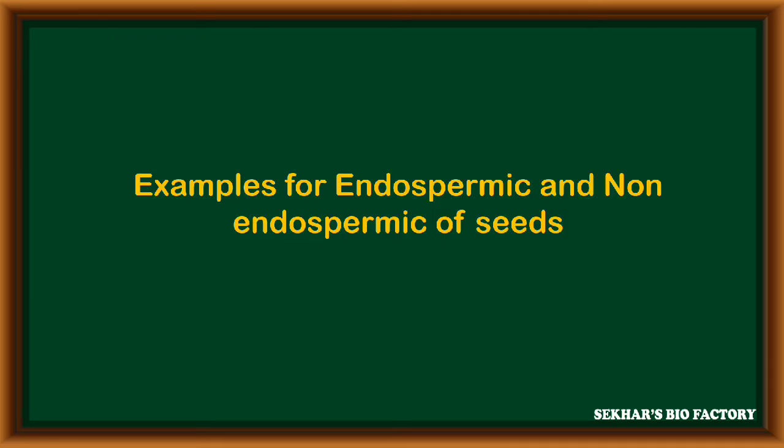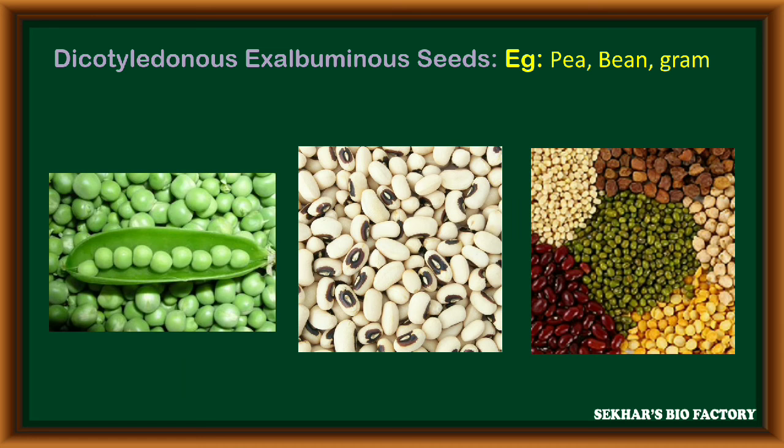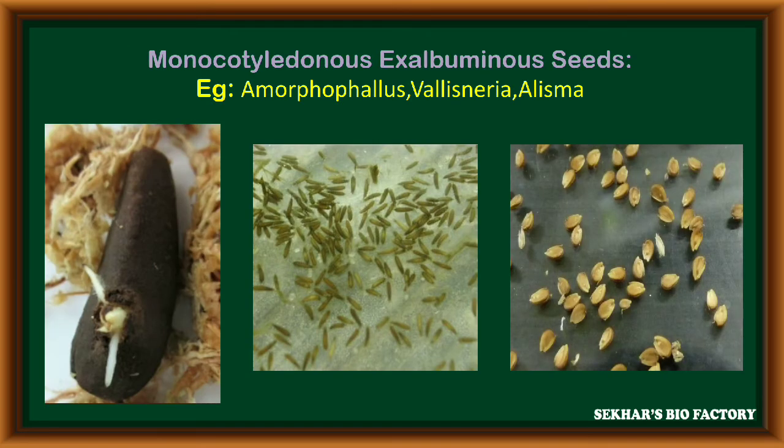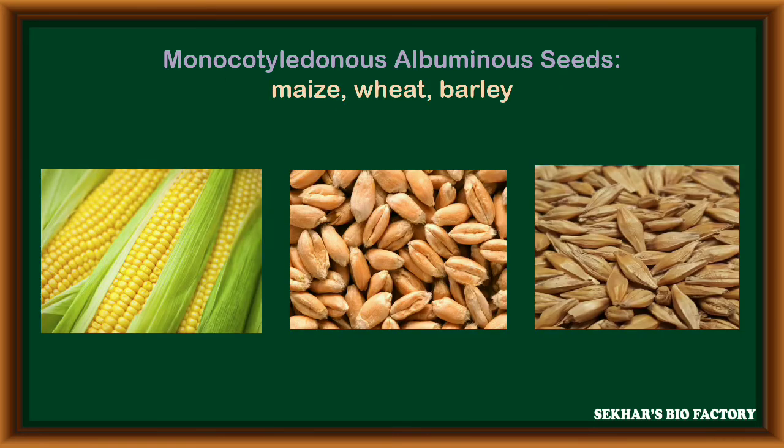Examples for both endospermic and non-endospermic seeds. Dicotyledon exalbuminous seeds, for example pea seeds, bean and gram seeds. Dicotyledon albuminous seeds, for example castor and custard apple. Examples for monocotyledon exalbuminous seeds: Amorphophallus, Vallisneria, Alisma. Examples for monocotyledon albuminous seeds: maize, wheat, barley, and etc.